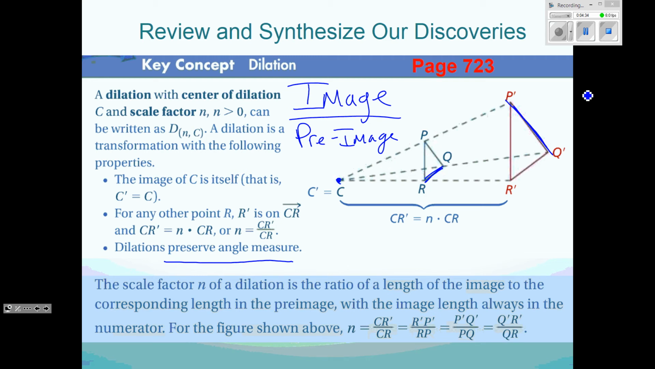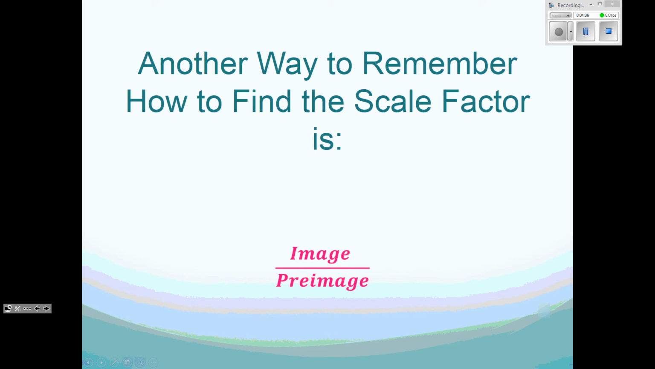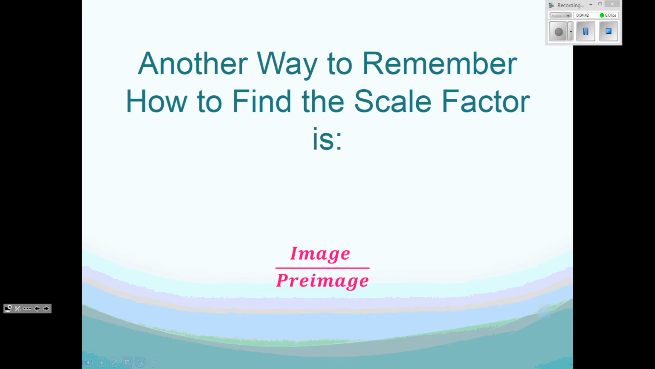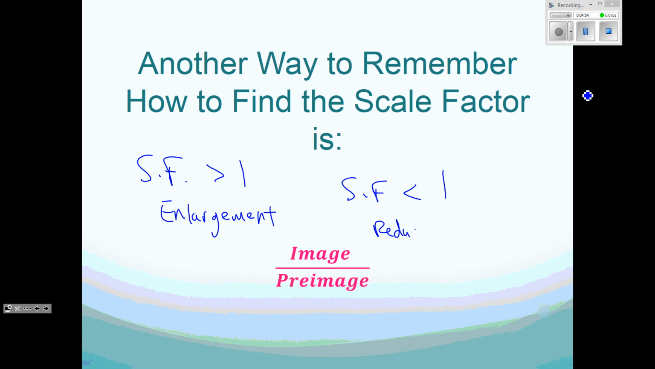I think I might actually have this on the screen. We'll put it right here. If the scale factor is greater than 1, that's an enlargement. If the scale factor is less than 1, that's a reduction. Again, that should be fairly intuitive, but you want to make sure we spell it out.